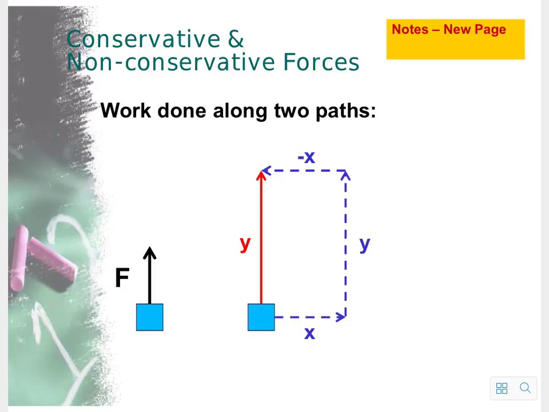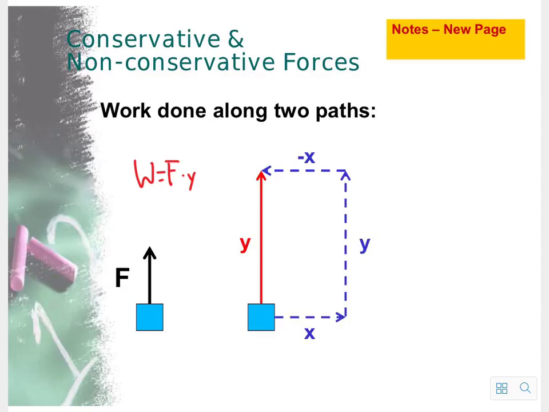So when we think about conservative and non-conservative forces, we want to think about work done along two different paths. So I have a force being applied to this block. It's the same block as this one. And let's say that this block takes a path from here to here. What is the work that this force is doing on this block as it goes along this path? Well, the answer to that question is W equals F times the displacement, and the displacement is Y. So on this particular path, the work done by this force is F times Y.